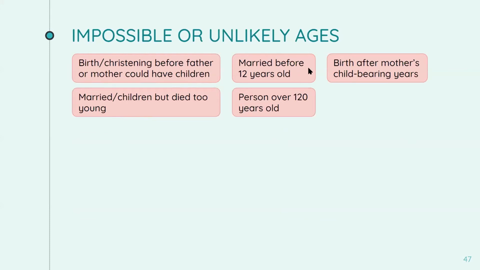What if they show being married before 12? Very, very unlikely. Although in some very rare circumstances and places in the world, that could be legitimate. So you definitely want to check that out. But probably 99.99999% of the time, if they're married before 12, there's a mistake someplace. What if the person's over 120? Probably not right. Birth after the mother's childbearing years. We gave an example of that earlier.